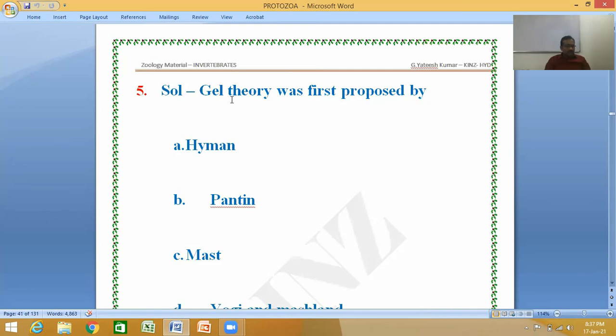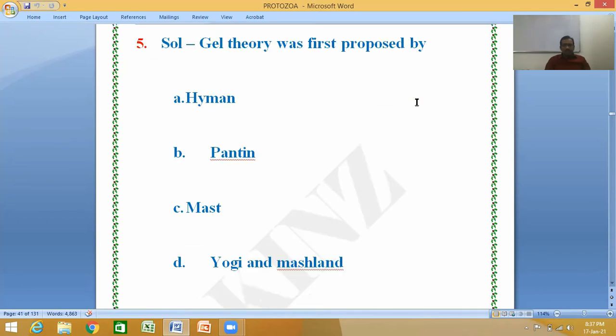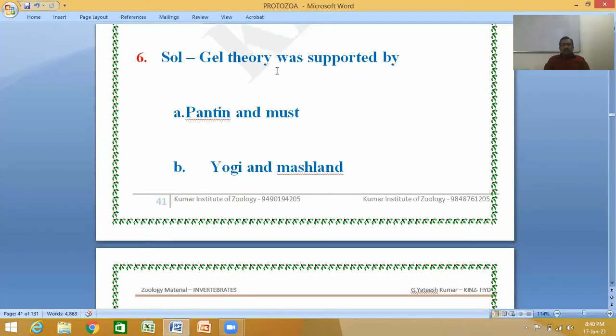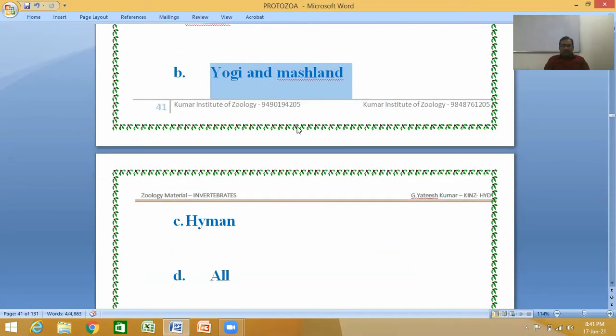Sol gel theory was first proposed by, is the most important common thing, Hyman. Sol gel theory was supported by Pantin and Mast. And Yogi and Marshland gave the gel and sol transformation theory. Pantin and Mast supported the sol gel theory discovered by Hyman.